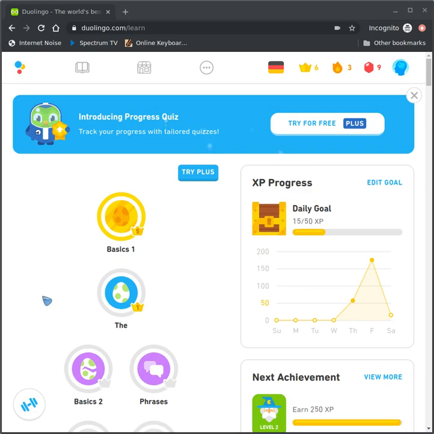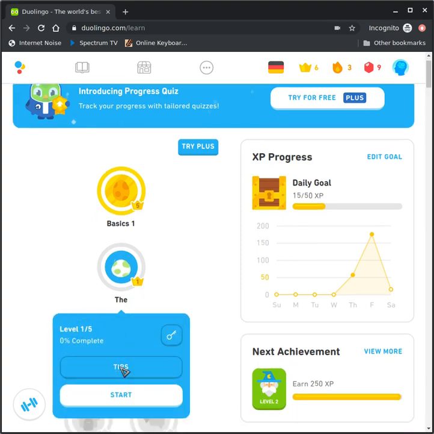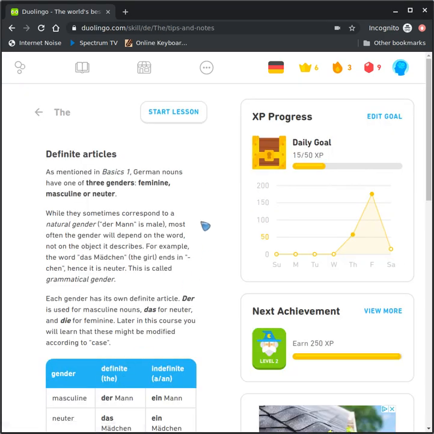And anyway, we're not going to do a walkthrough this time. Let's do tips. We did the first module, Basics 1 tips. Let's do the second module, the tips. It sounds confusing when you do it that way. That's not a very good name, I don't think. I think they should call it definite article. But anyway, let's click here and tips, and let's read through the tips.